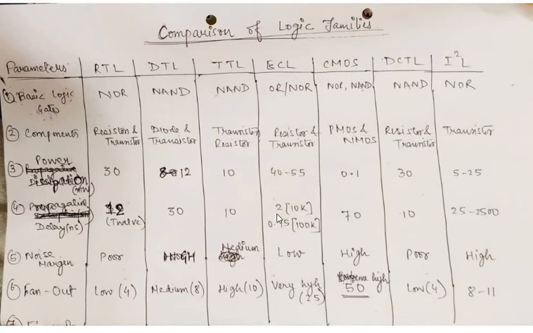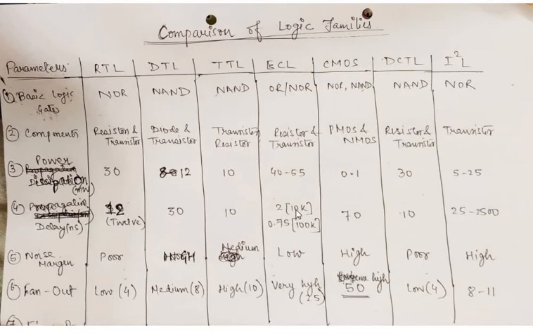And as I taught you earlier in ECL lectures, ECL does not let the transistors drive into saturation. It doesn't let our transistors go into saturation at all. That is why its speed is fastest. Speed fastest means propagation delay is low. So see here, the propagation delay is low.